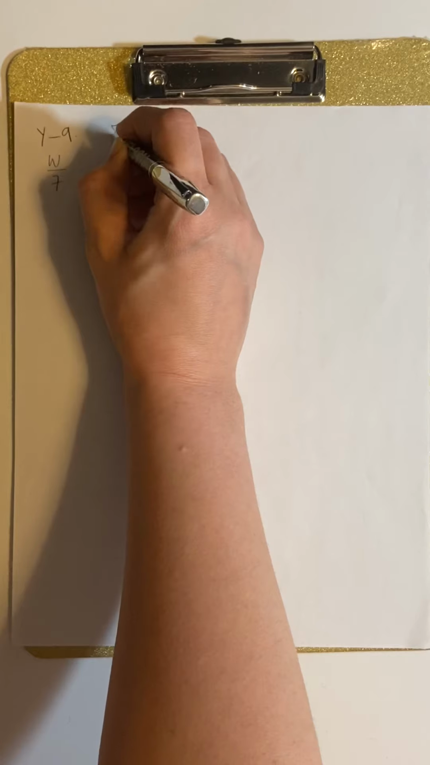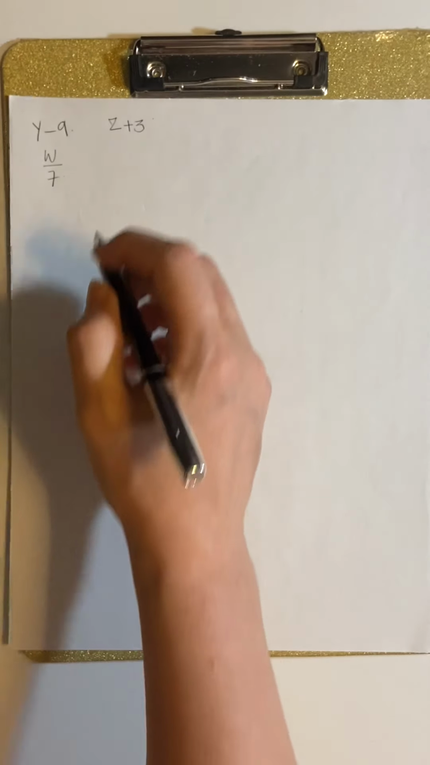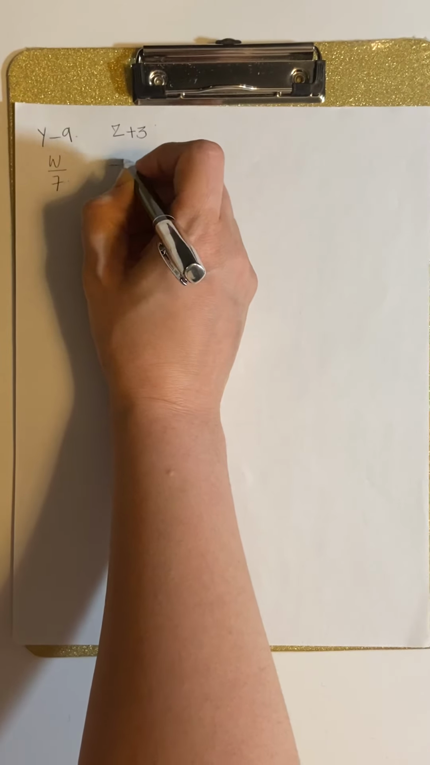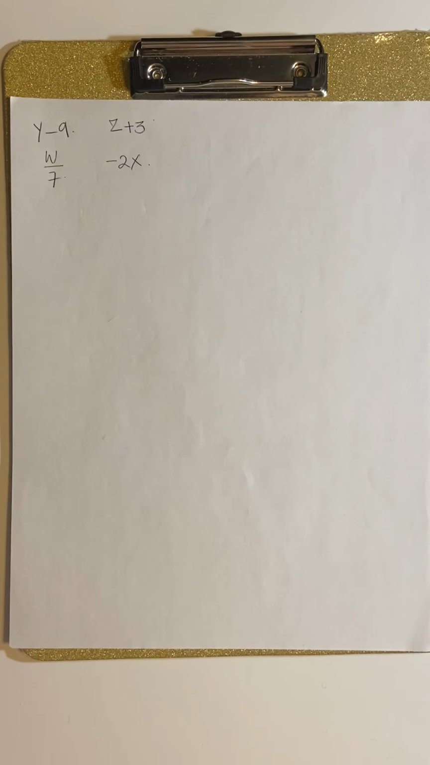Z increased by 3. How would you write it down? Z increased by 3. The product of -2 and x. How would you write it down? The product of -2 and x. It is simply -2x.